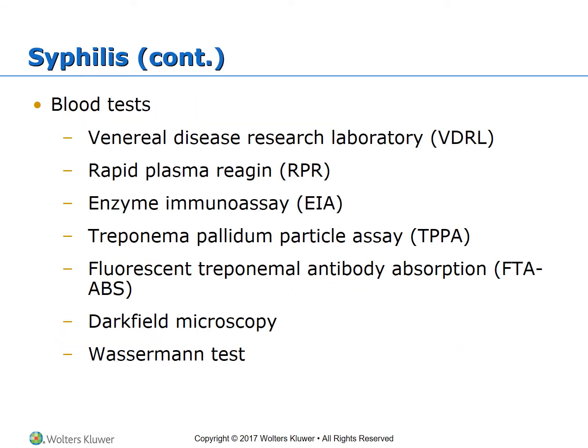So, blood tests they can do for syphilis: they can do a venereal disease research lab, which is primarily performed on CSF and used to detect neurosyphilis. They can do a rapid plasma reagin. They can do an enzyme immunoassay, a Treponema pallidum particle agglutination assay, or a TPPA. And then the fluorescent treponemal antibody absorption. Those first 5 are most commonly used to screen and diagnose infection.